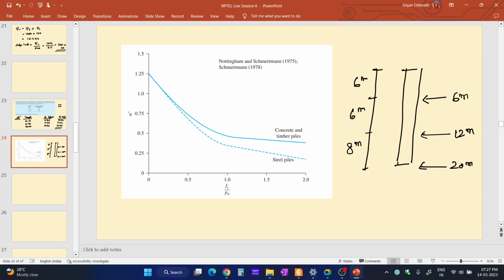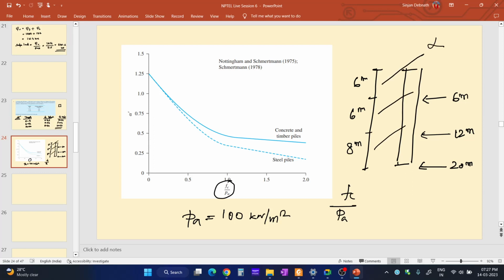Here we need to find out the adhesion factors. So how will we find the adhesion factor? We need to find FC by PA. What is FC? FC is the unit frictional resistance, the skin friction resistance. And what is PA? PA is the atmospheric pressure, used as a reference over here. Generally we consider it to be 100 kilonewton per meter square. We need to find the adhesion factors for all these 3 segments.